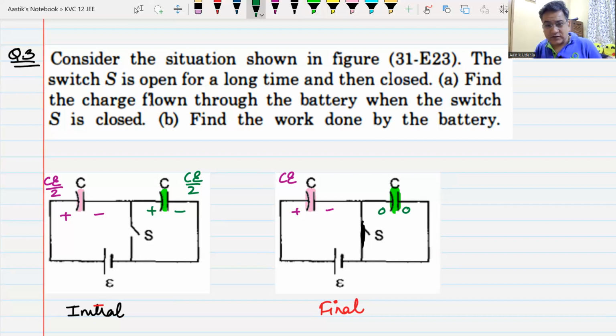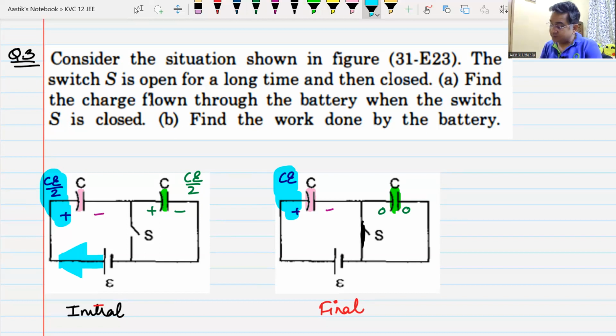You can look at any of the plates and see. If I just have a look at this plate, initially this plate was having plus CE by 2 charge. Now the same plate is having plus CE charge. So now I can understand how much charge has flown. In this direction, charge would have flown. Yes or no? Yes, sir. How much charge would have flown like this? Plus CE by 2. Do we understand this? So from this initial condition, we reach that final condition, plus CE by 2 charge has flown.